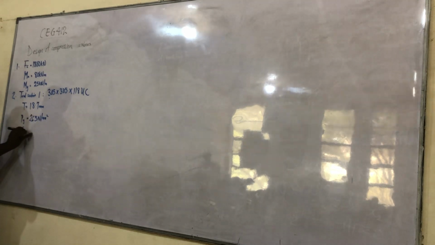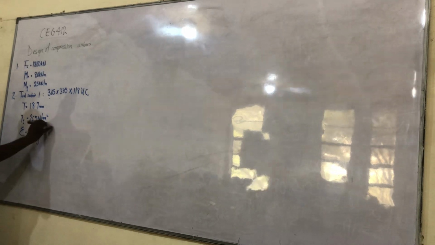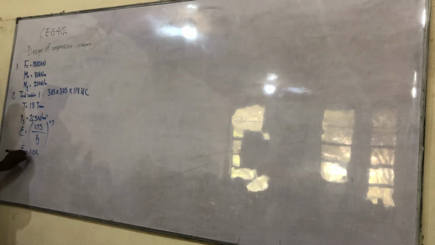So let's do our epsilon. Formula for epsilon is what? 275 over py, raised to the power 0.5. This should give you 1.02. Am I correct?